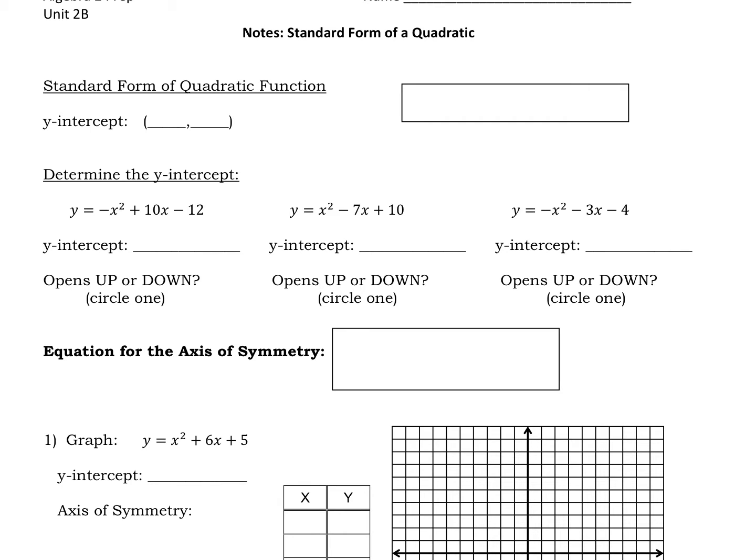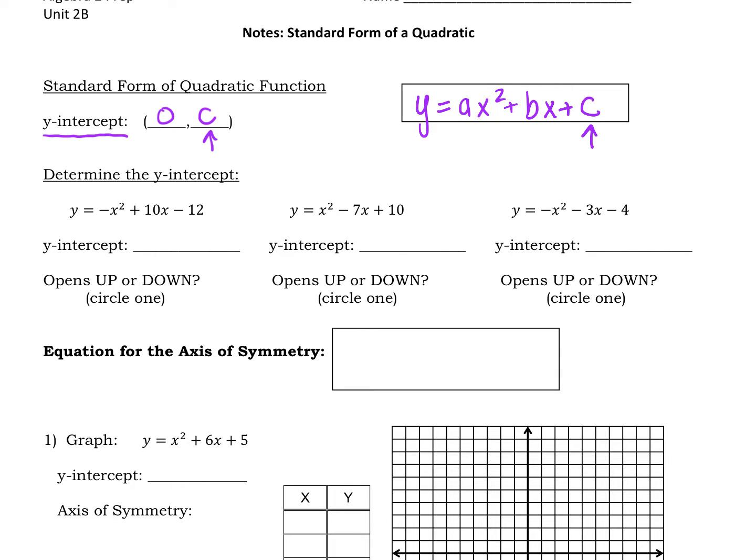In this video, we are going to talk about how to graph a standard form of a quadratic. So standard form looks like y equals ax squared plus bx plus c. And one thing we know about the standard form of a quadratic is how to find the y-intercept. Our y-intercept will always be our c value.